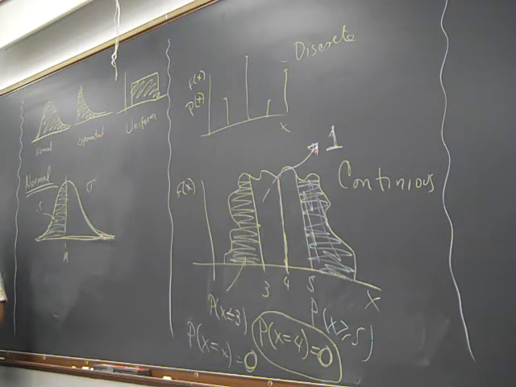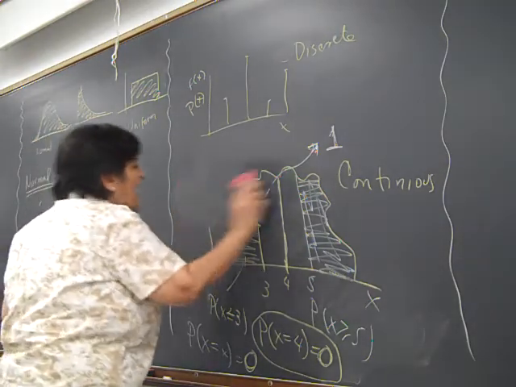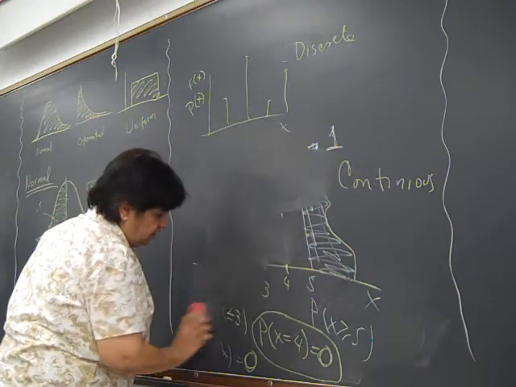Now, this is the normal distribution. One type of normal distribution is what is called the standard normal distribution.